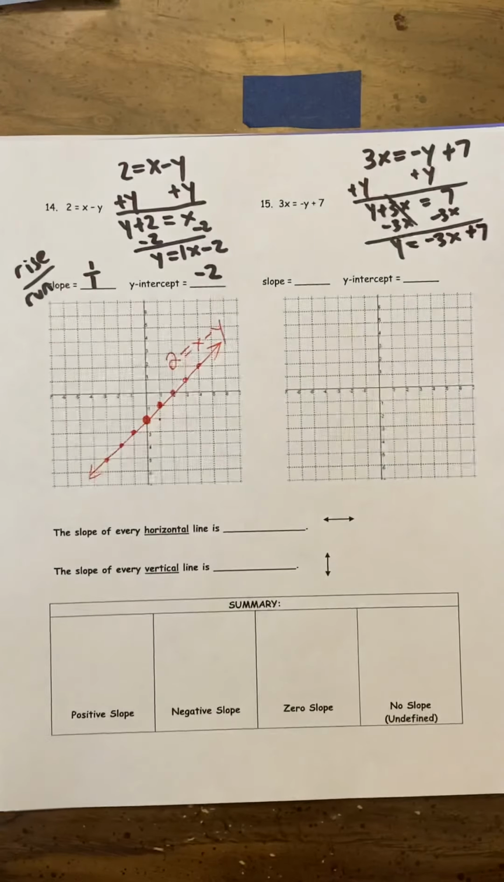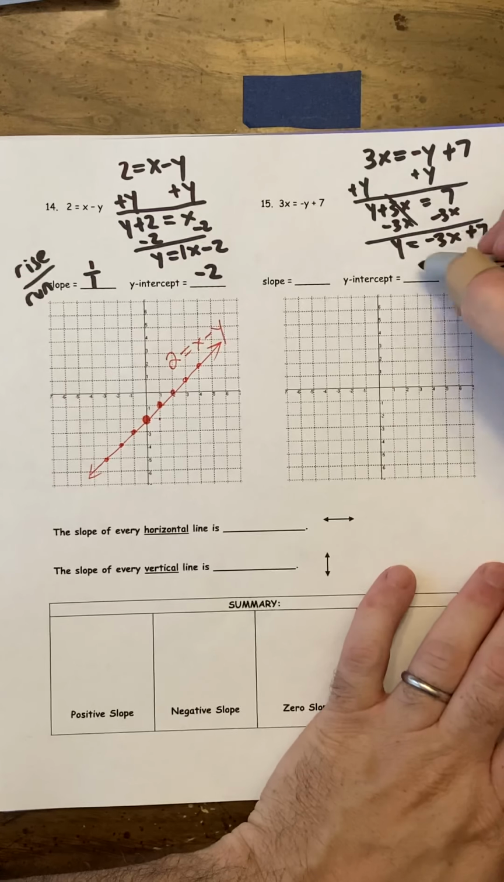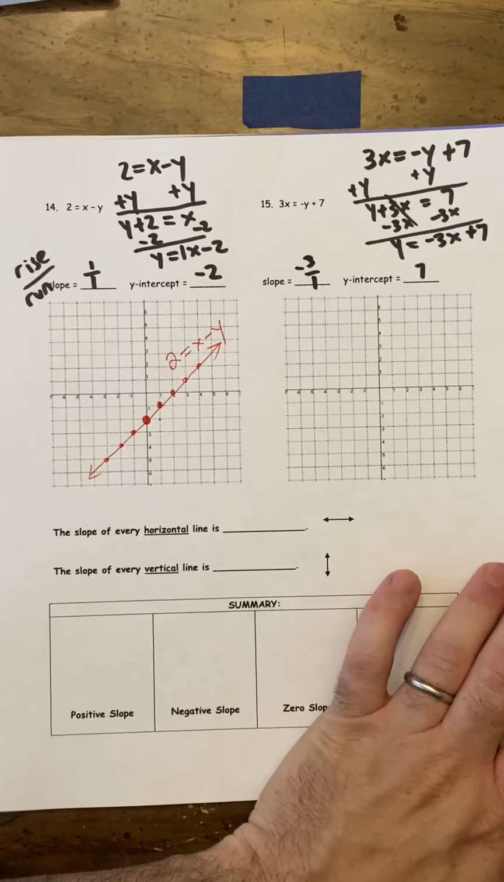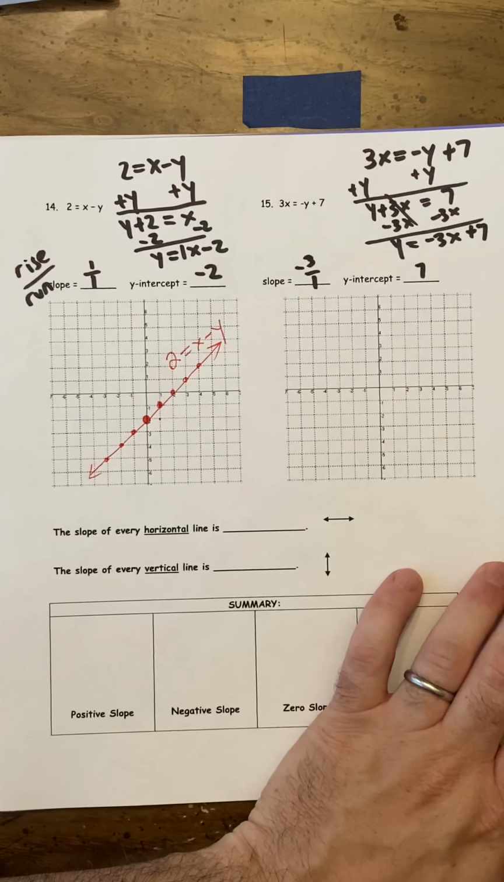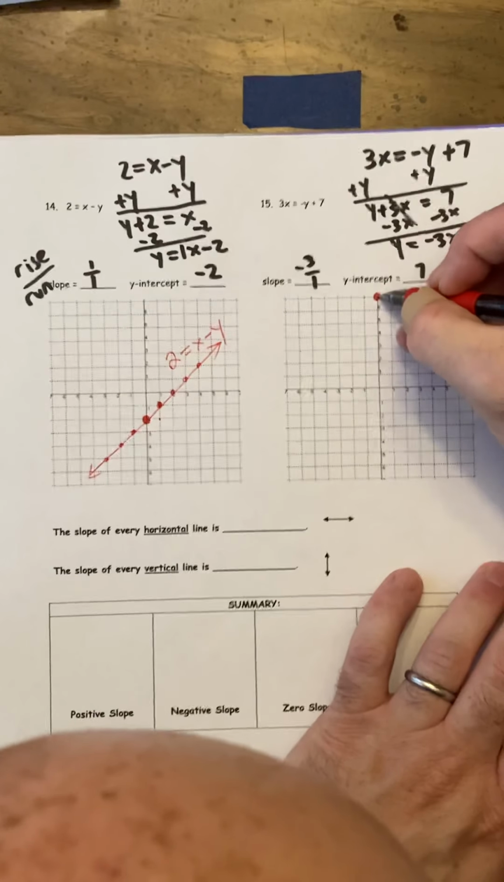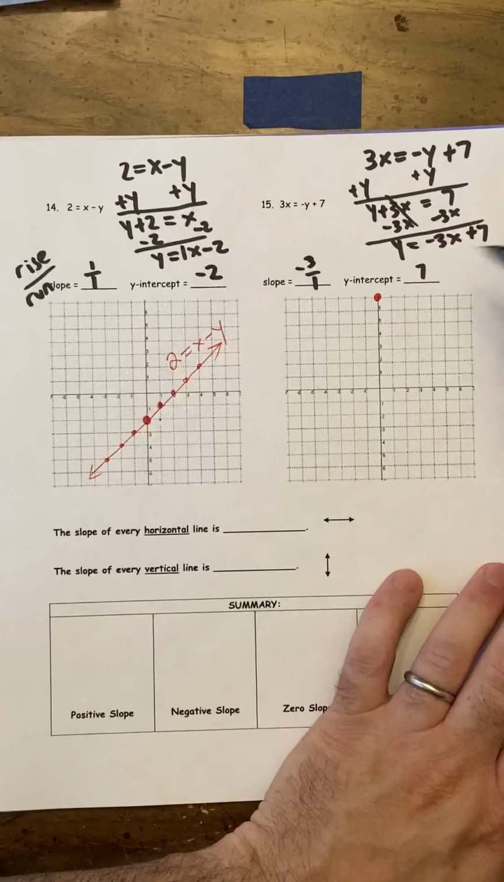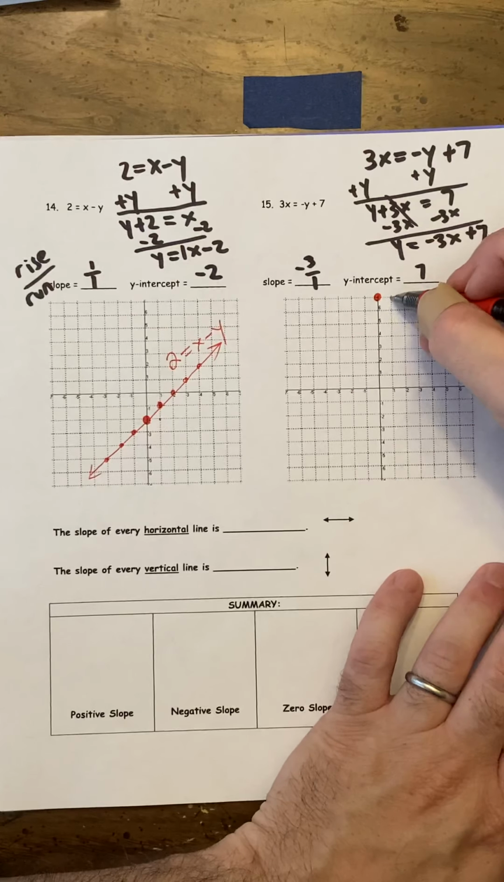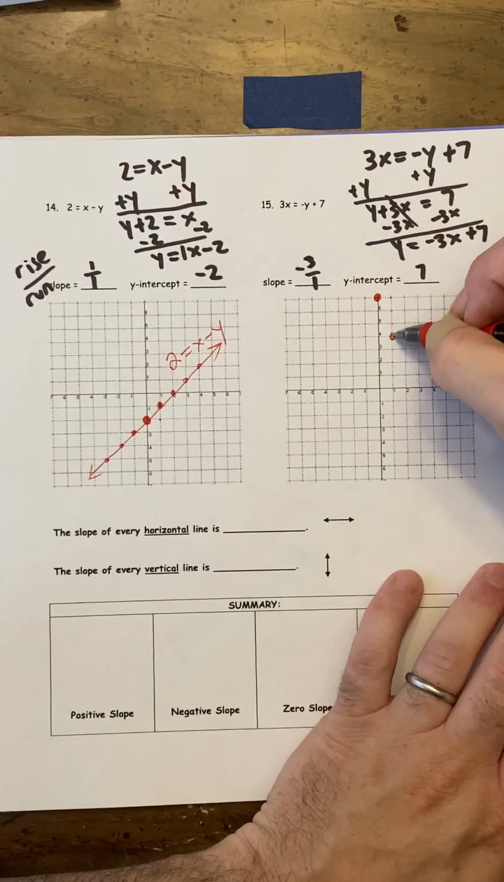So what do you think the y-intercept is? It's going to be that number there. The slope is going to be negative 3. We can make that into a fraction by putting it over 1. So the y-intercept is 7, which is all the way up here, actually. That's y equals 7 right there. Now our slope is negative 3 over 1, which means we're going to run 1, and we're going to rise negative 3, which means go down 3 units.